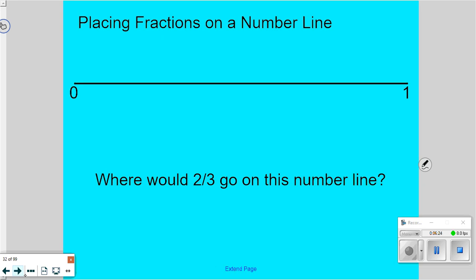Draw another number line. You can label it 0 to 1. Near that number line, I want you to write 2/3 because I want you to put 2/3 on that number line.